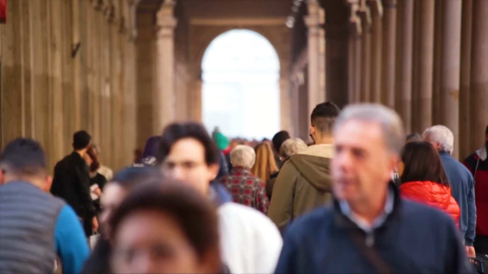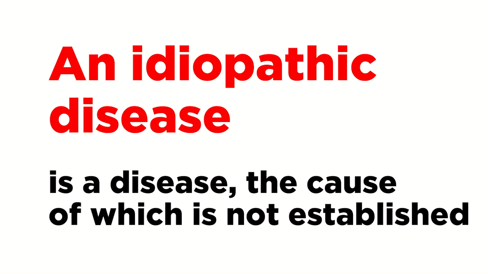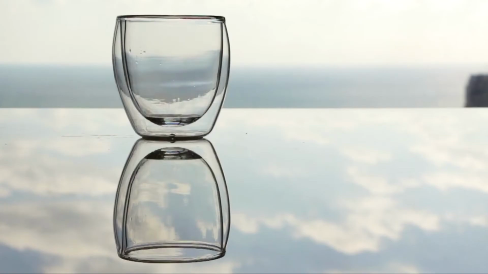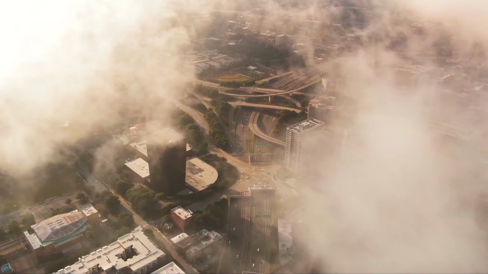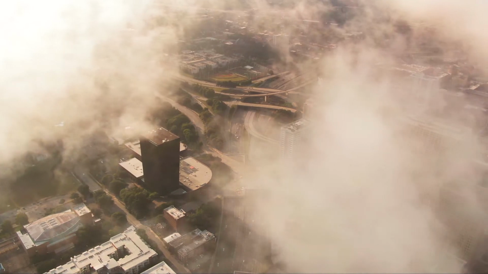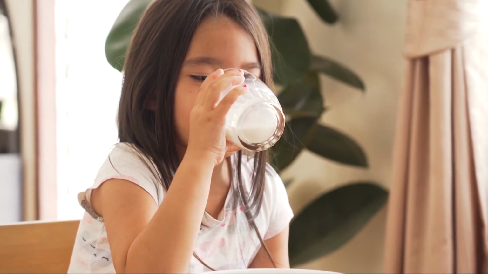Some cases of type 1 diabetes do not appear to be autoimmune and are considered idiopathic. An idiopathic disease is a disease the cause of which is not established, or it's not beneficial for someone to have it established. Factors such as high levels of nitrates in water and food, vitamin D deficiency, and cow's milk consumption may play a great role in the development of type 1 diabetes.